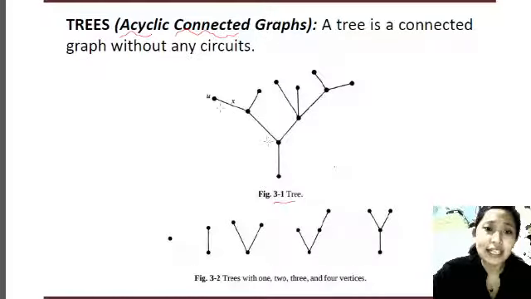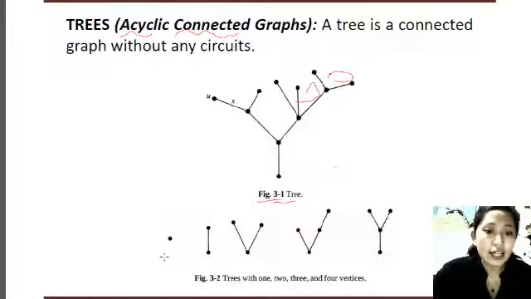Here you can see that this tree does not have any component except this one, and it is acyclic. You can see in this graph there is nowhere any cycle being formed. So we can say this type of graph is a tree.